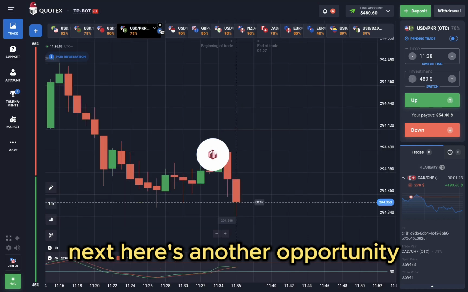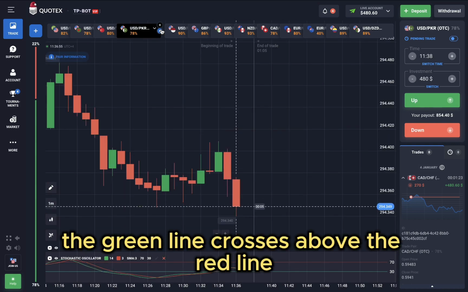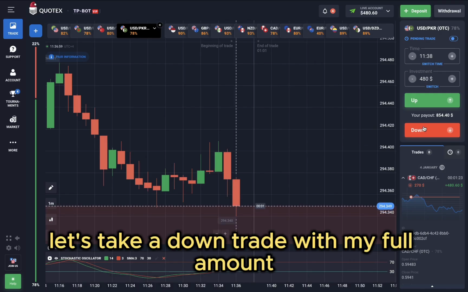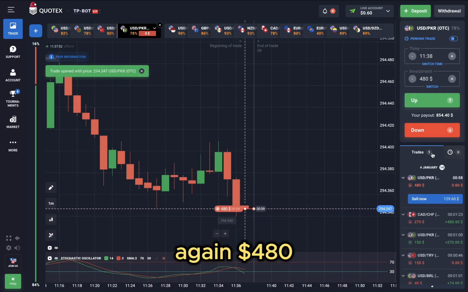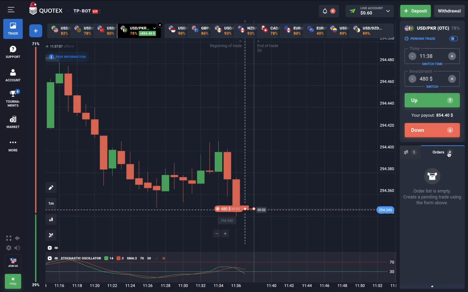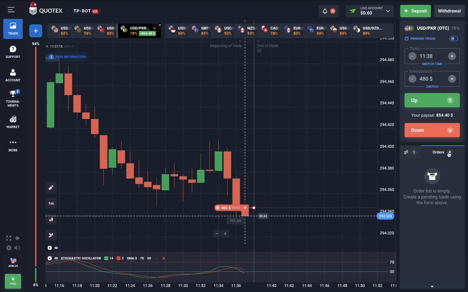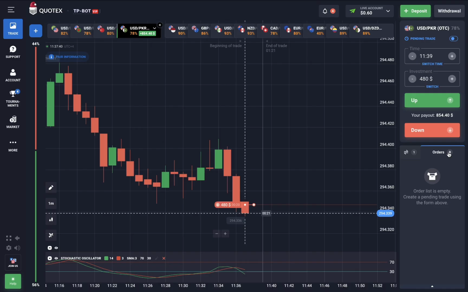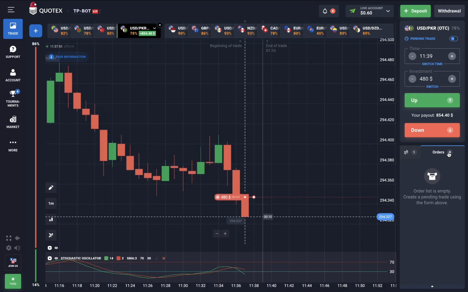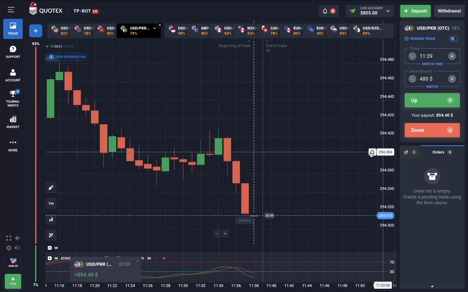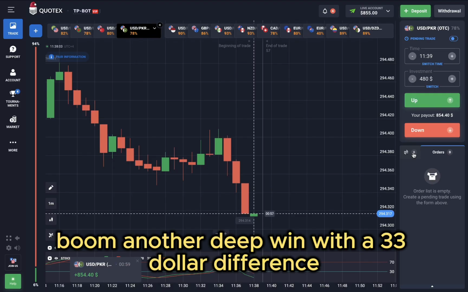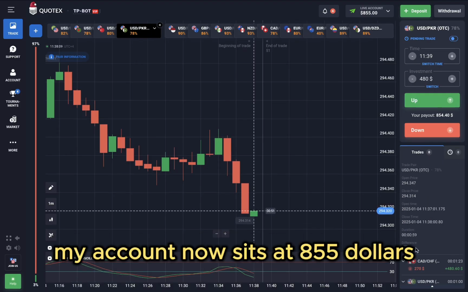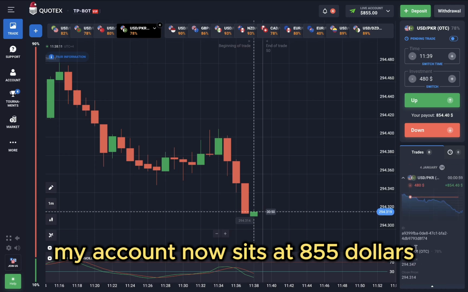Next, here's another opportunity. The green line crosses above the red line just like before. Let's take a down trade with my full amount again. $480. Boom! Another deep win with a $33 difference. My account now sits at $855.